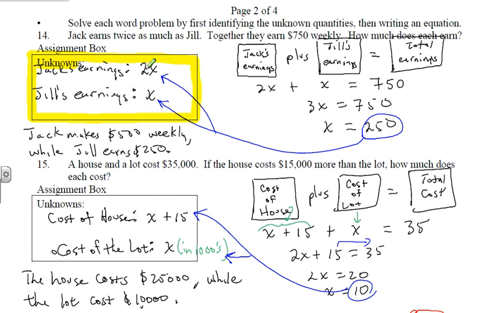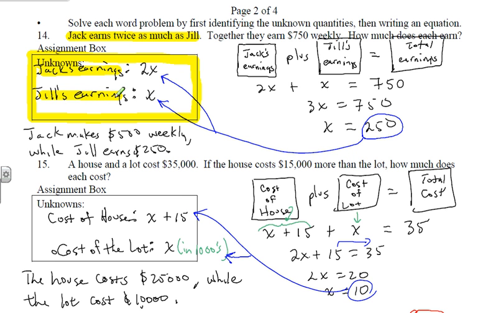variable. Like I mentioned in class, every word problem will contain a sentence that introduces all the unknowns and how they're related. Usually it's the first sentence or it might be the second sentence. In this particular problem, it's the first sentence. So let's see. It says Jack earns twice as much as Jill. So from there in my assignment box, I know that the two unknowns are Jack's earnings and Jill's earnings.